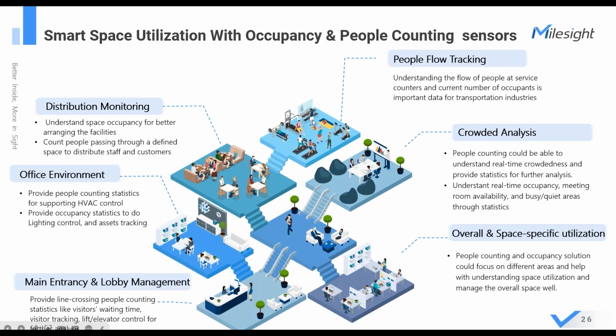The next situation on the next level is a gym club. VS121 and VS132 could cooperate with each other to detect the people flow and crowdedness of different areas in the gym to manage the fitness equipment better. They could also provide crowdedness metrics for keeping the space environment better and healthier. To sum up, people counting and occupancy solutions could focus on different areas and help with understanding space utilization and managing the overall space well.